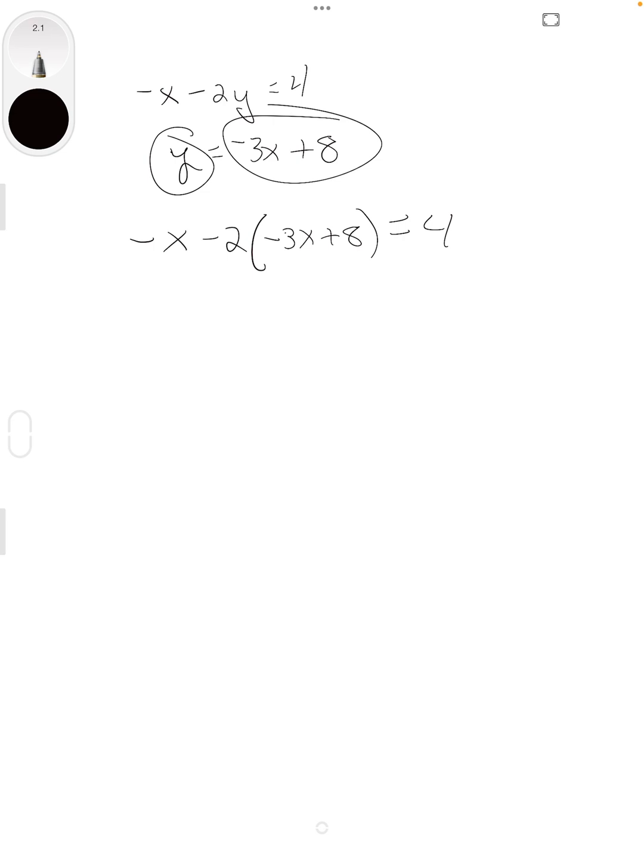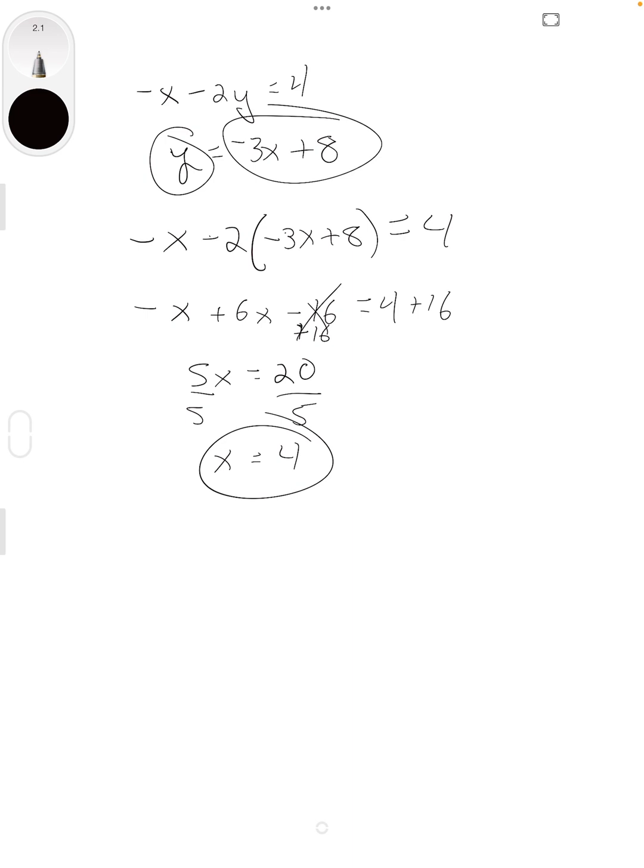And so now I have negative x minus negative 2 times negative 3x, which is plus 6x. Negative 2 times positive 8 is minus 16, equals 4. So I'm going to combine the x's, and I end up with 5x. Add 16 to both sides. So again, plus 16, those go away. Plus 16, that's 20. And so divide both sides by 5, and I end up with x equals 4.